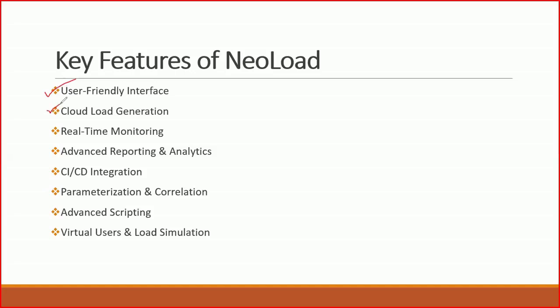And the next best feature is cloud load generation. Cloud load generation lets you simulate thousands of users from different geolocations. Let's say you are trying to access an e-commerce application that is popular. Let us take an application like Amazon or Flipkart, right? If you go with Amazon, US people are also going to use Amazon, and in India we are also going to use Amazon, right?